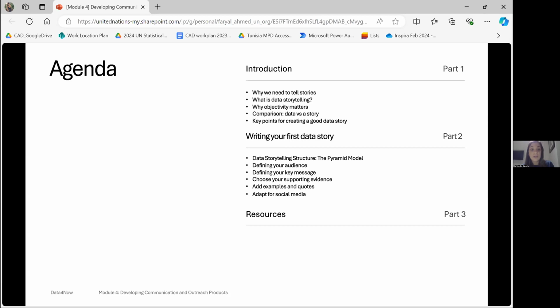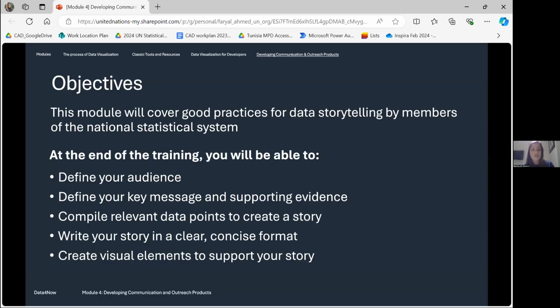Then I will hand over to my colleague Nicolas, who will explain how to write your first data story. We will give you the framework under the data storytelling, which is the pyramid model. And we will give you the steps that you have to follow to create your first story. So define the audience, your message, choose your supporting evidence, add examples, and adapt for social media to communicate your data story to the audience. We will also give you some resources that you can explore at the end of this training to create your story.